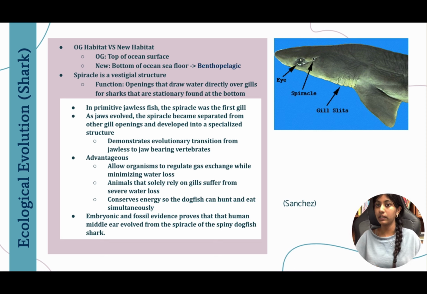Something interesting is, in primitive jawless fish, the spiracle was the first gill. As jaws further evolved, however, the spiracle became separated from other gill openings and it developed into its own specialized structure, which proves evolutionary transitions from jawless to jaw-bearing vertebrates. This is so important for the shark because it allows them to regulate the gas exchange while minimizing water loss, which can be often seen in organisms that rely on their gills for respiration. This also conserves energy so the shark can hunt and eat simultaneously.